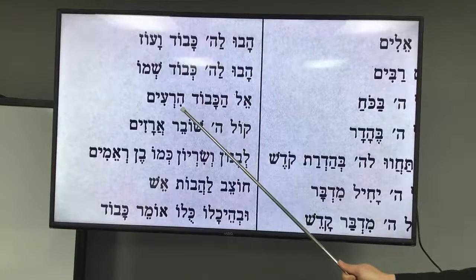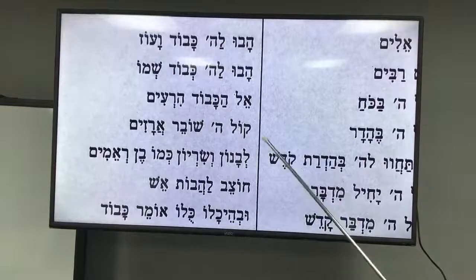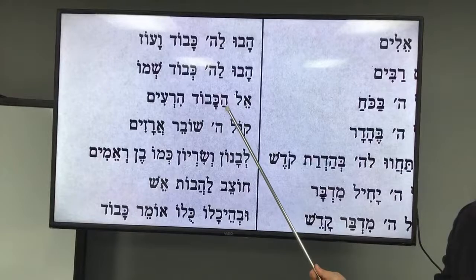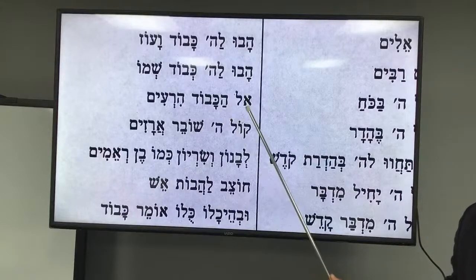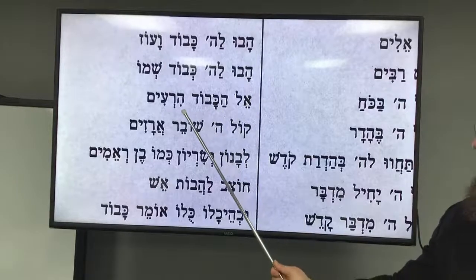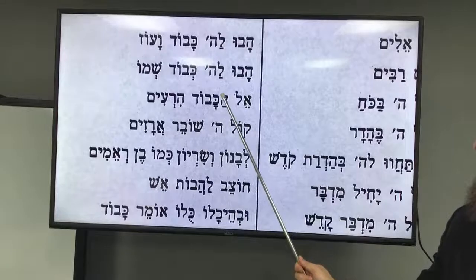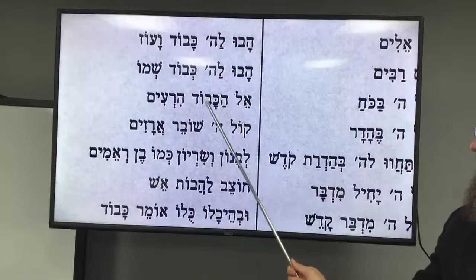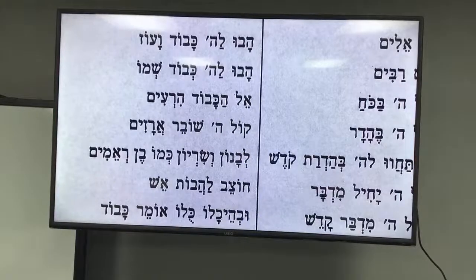It's helpful to remember, when you have the hey with a line underneath, that is a preposition. It's the. So you read it El Ha-Kavod Hirim. Remember, that's a separate word right there, even though it's connected. Okay? So the next line underneath that.